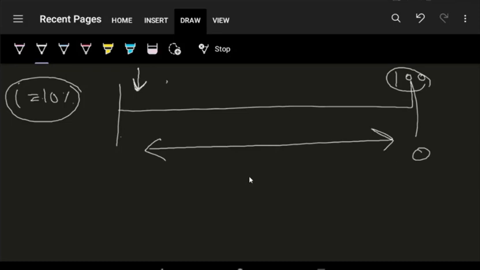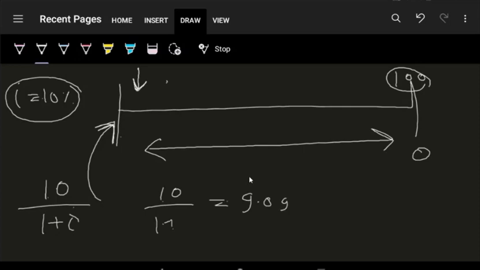Can you guess what I am going to do next? Yeah, I will pay him this amount, 10 upon 1 plus i. I will pay him this amount here at the start of the year. That is the discounted value of 10 at time 0. So my discount will be 10 upon 1.1 equal to 9.09.